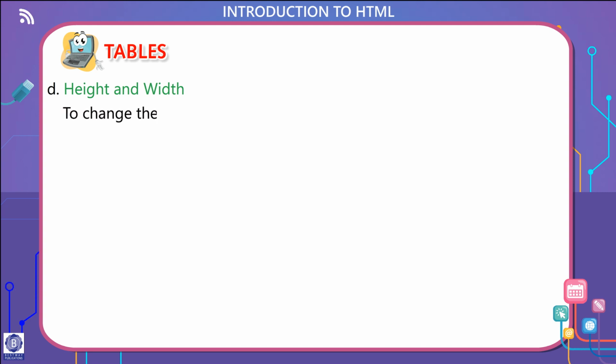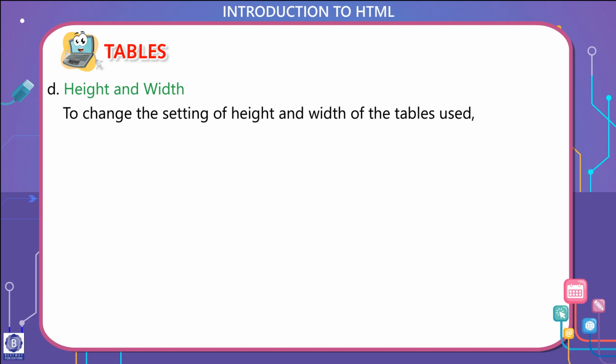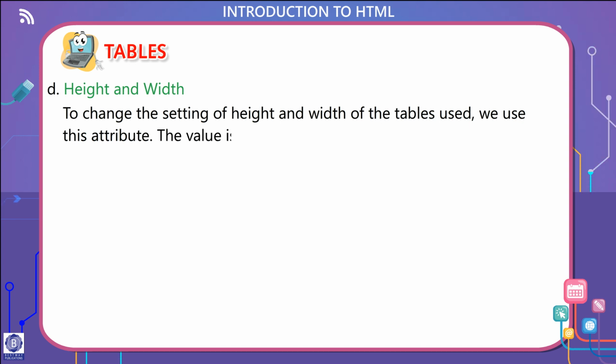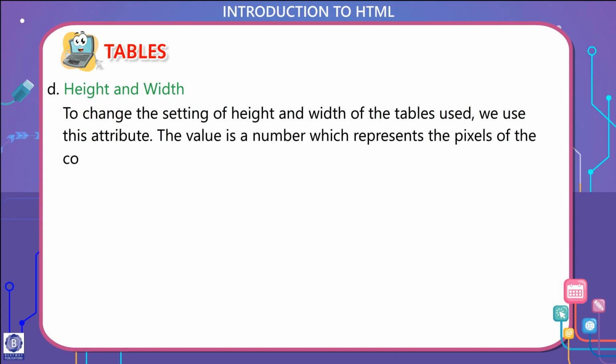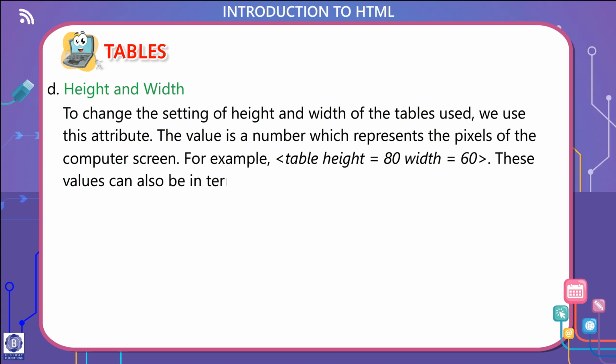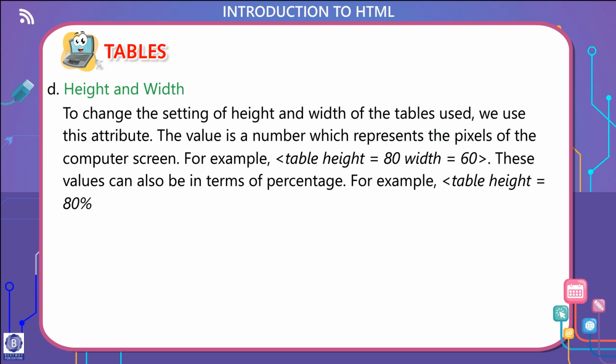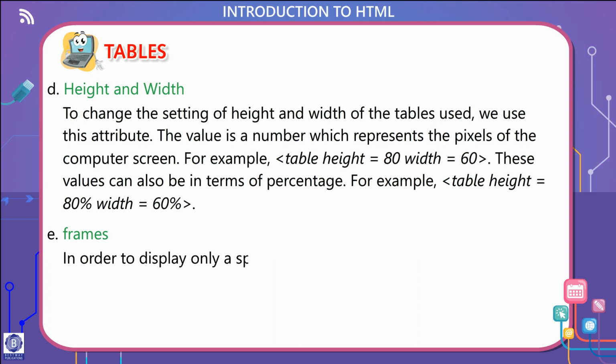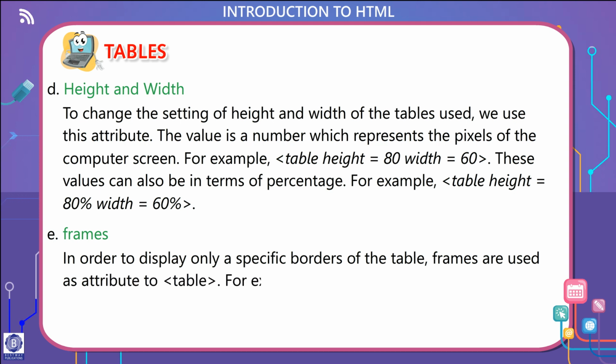Height and width. To change the setting of height and width of the tables, we use these attributes. The value is a number which represents the pixels of the computer screen. For example, <table height="80" width="60">. These values can also be in terms of percentage. For example, <table height="80%" width="60%">. Frames. In order to display only a specific border of the table, frames are used as an attribute to table. For example, <table border="3" frames="box">.